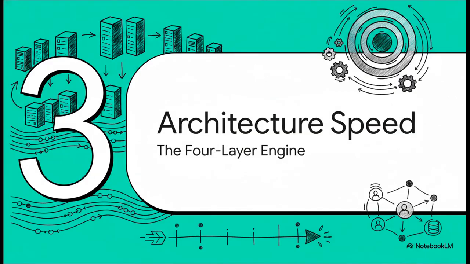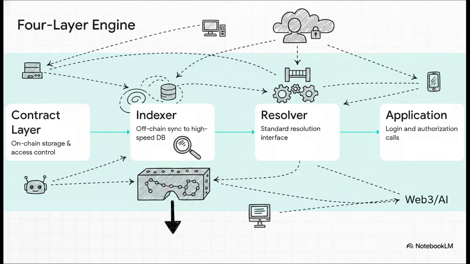Section 3, architecture built for speed. Let's talk about the 4-layer engine. Building an identity system that spans across multiple chains and handles this much data requires some serious engineering. I mean, if you put every single query on-chain, the latency would bring the whole user experience to a grinding halt. Let's move to Codatta and see how this builds to solve the blockchain bottleneck.